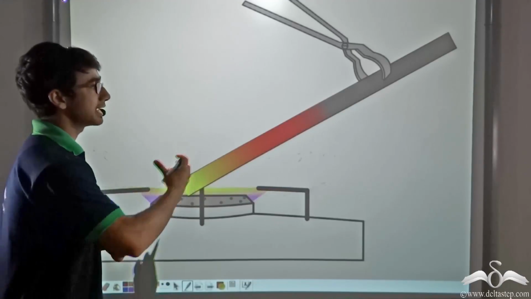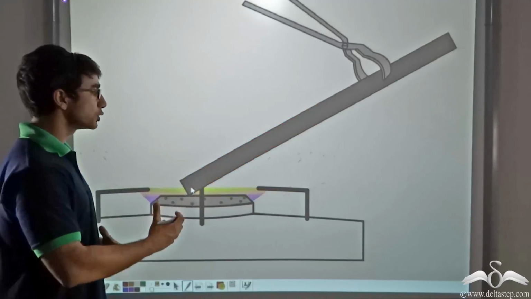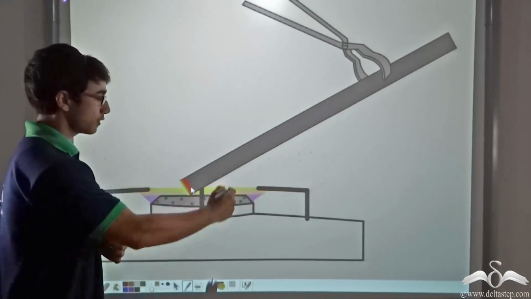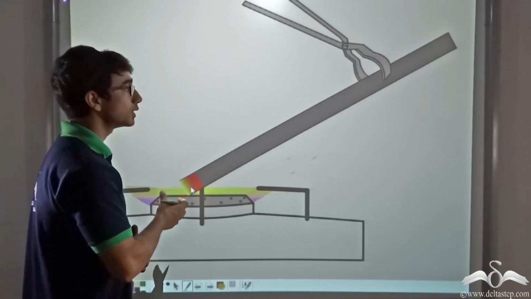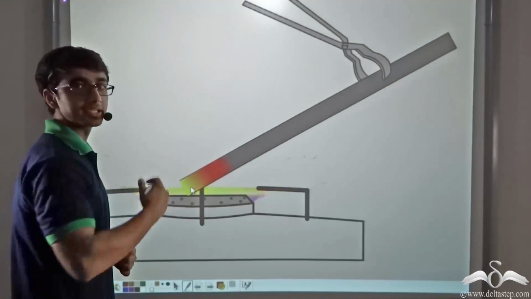And as the entire metal rod gets heated by the process of conduction, we are able to see this red color rise from one end of the rod and move towards the other end of the rod. That is, from the hot end to the cold end.